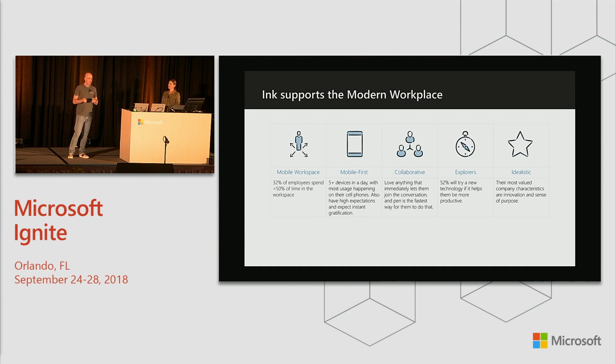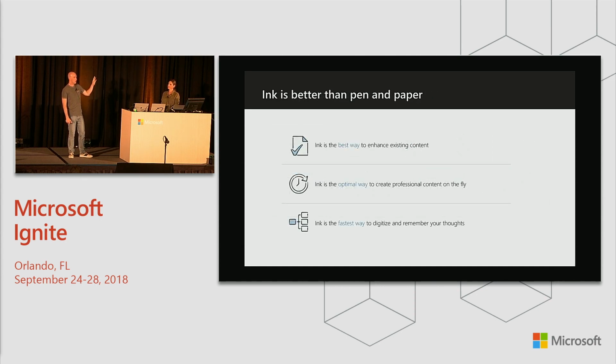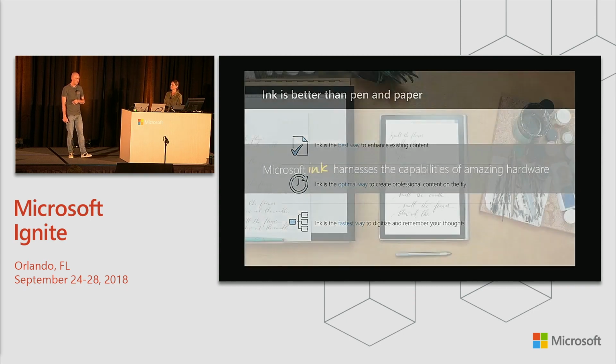And again, another hallmark for millennials and Gen Z is that they're idealistic. They will value characteristics and innovation if it gives them a sense of purpose. And so really that's what we're trying to enable, that they can feel good about Microsoft and they can feel good about whatever company you are supporting in terms of you giving them the tools to accomplish and work in new ways. And then again, we want it to be better than pen and paper. We want it to be the best way to enhance existing content, the optimal way to create professional content while you're on the fly, and the fastest way to digitize and remember your thoughts.